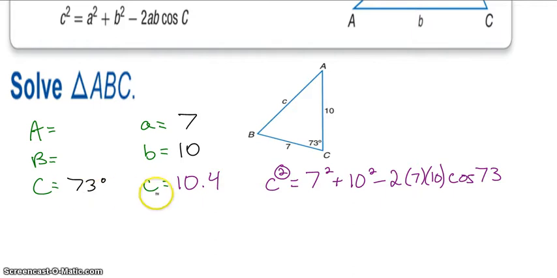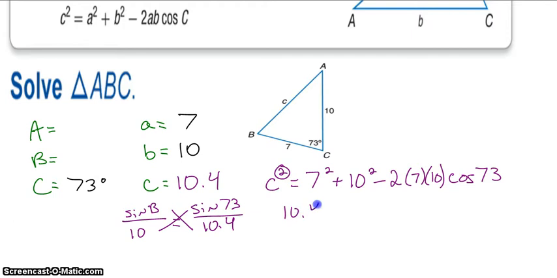From here, I can use angle C and side C with my law of sines to figure out one of my other angles, and then I'll just subtract from 180 to figure out my next one. So let's solve for angle B. I know the sine of B over 10 equals sine of 73 over 10.4. I'll cross multiply, divide by 10.4, and I am going to have to take the inverse sine once I get that answer.